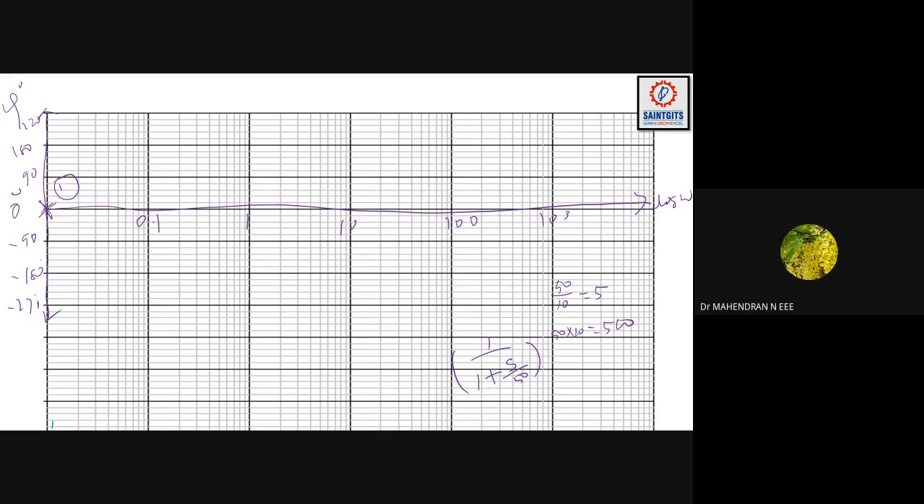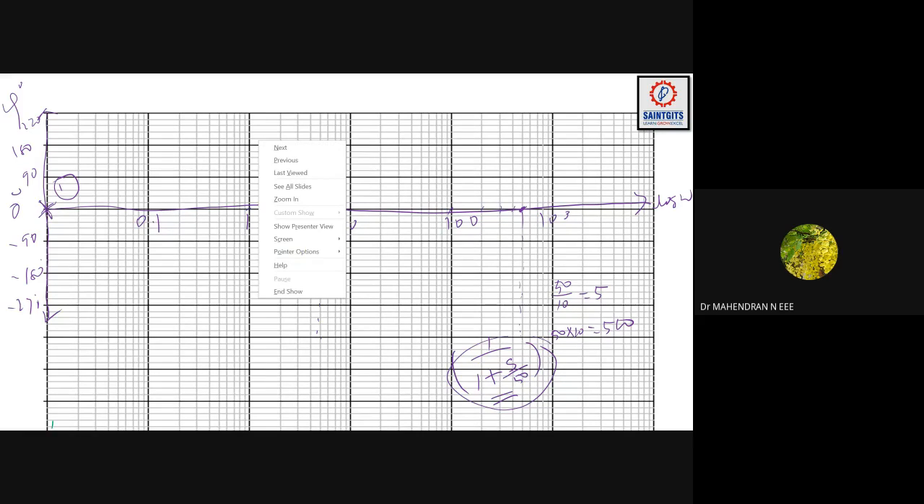So 5, where is 5? This is 1, 2, 3, 4, 5. This is your 5, and 500, this is 100, 200, 300, 400, and 500. So this is your next part. Am I right? So while drawing the phase plot for a simple pole, you have to consider this, and please extend a line to be more convenient. Okay, perfect.